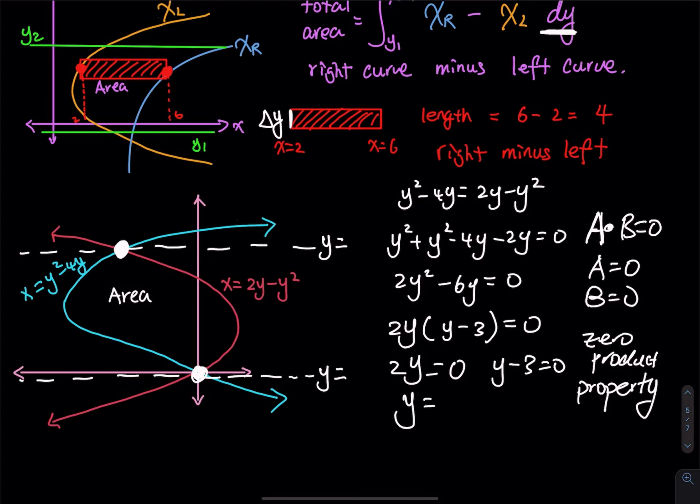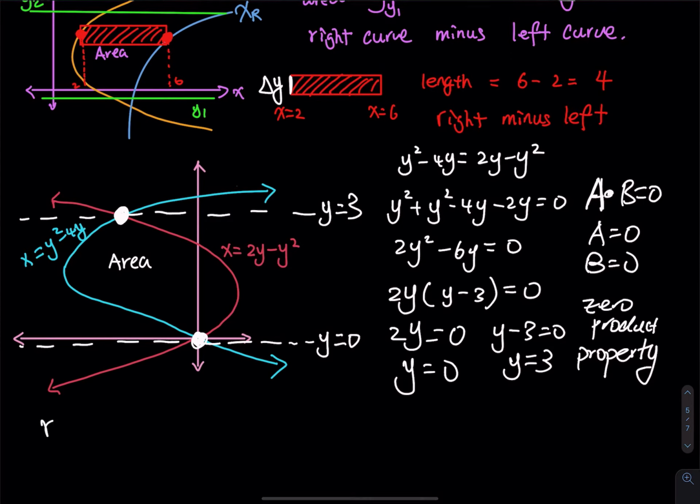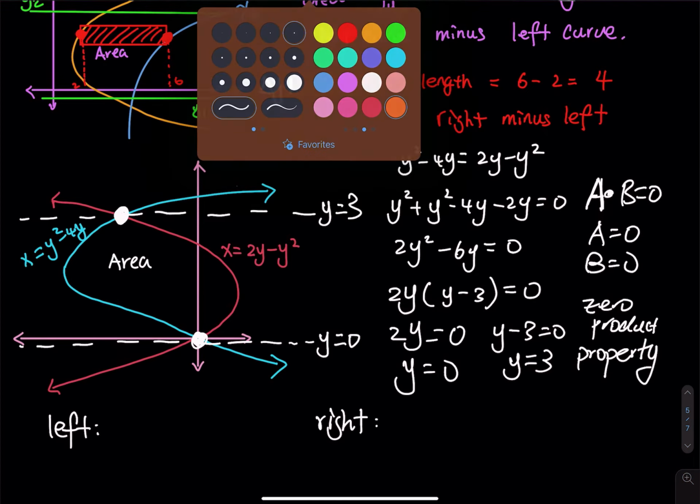Then y equals 0, which is right here, and y equals 3, which is over there. You don't need to figure out the x value because this is a dy integral. The lower limit and upper limit, we use y only. And then which one is the right, which one is the left? Let's go by left and right. To figure this out, we have to draw a rectangle, but most people can see it.